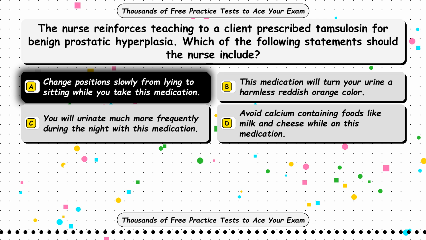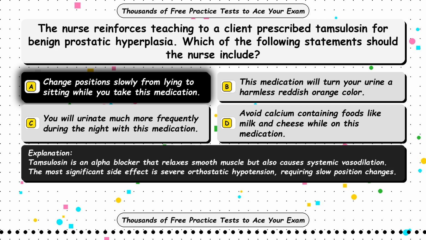The correct answer is option A, change position slowly from lying to sitting while you take this medication. Tamsulosin is an alpha blocker that relaxes smooth muscle but also causes systemic vasodilation. The most significant side effect is severe orthostatic hypotension, requiring slow position changes.